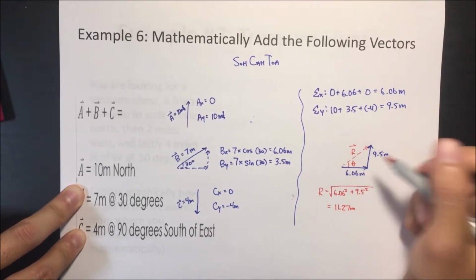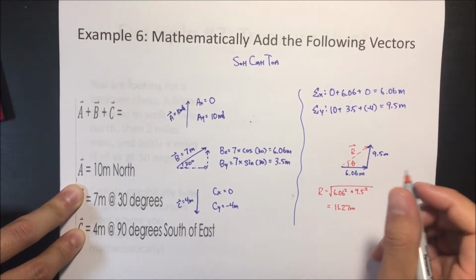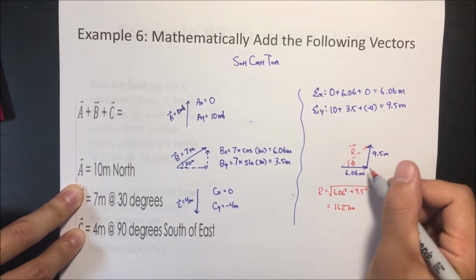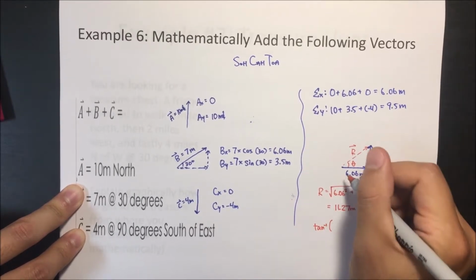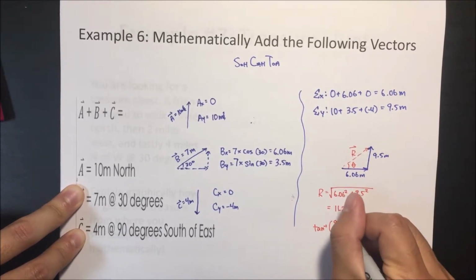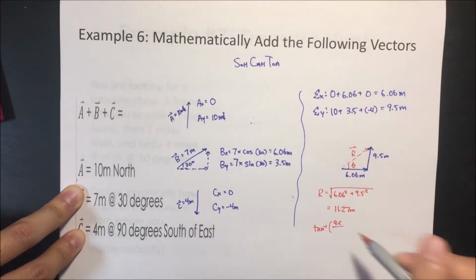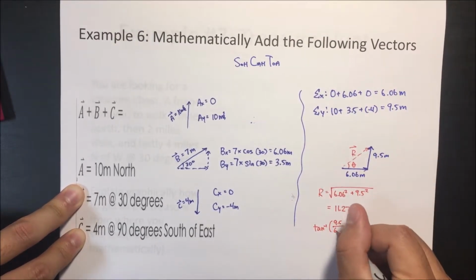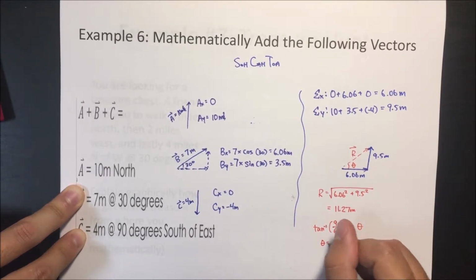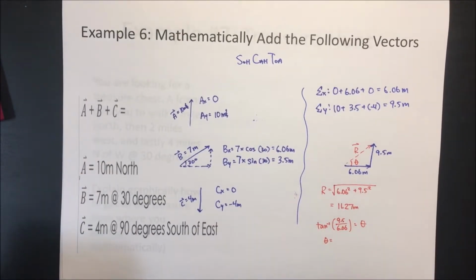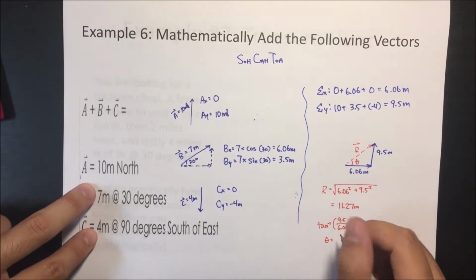But when we find vectors, we also need to find the angle. So we're going to look for that angle right there. I'm going to use the inverse of tan, because we know the opposite and the adjacent. So theta equals tan inverse of opposite, which is 9.5, over adjacent, which is 6.06. Remember to have your calculator in degrees. So 9.5 divided by 6.06 gives us 57.47 degrees.